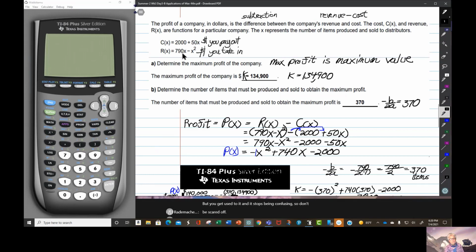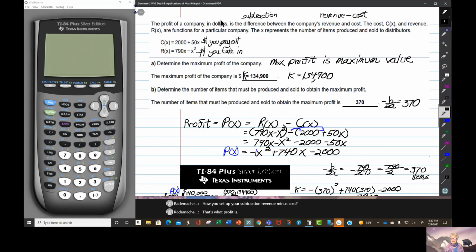Here we have some very important information for you. How do you find profit? You get it by subtracting. That's what the word difference means. The profit of a company in dollars is the difference between the company's revenue and cost. Difference means subtraction, and the order of these words is usually how you set up your subtraction. Revenue minus cost. That's what profit is.